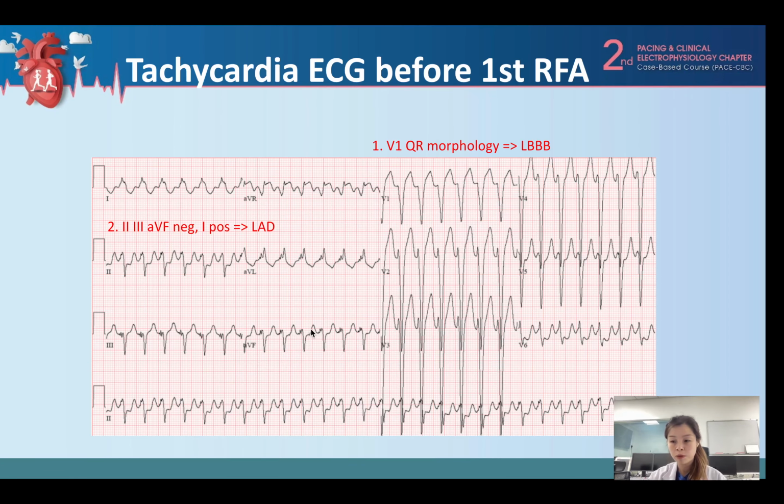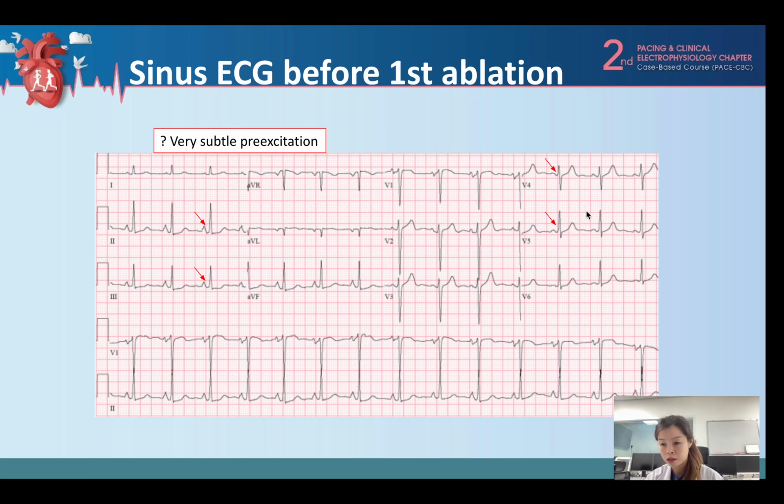This is the ECG before the first ablation. This ECG showed a wide complex tachycardia with LBBB morphology and left axis deviation. This is the sinus ECG before the first ablation. In this ECG, it showed a relatively short PR interval and possibly a small delta wave, especially over the inferior leads. Otherwise, there was no underlying LBBB or left axis deviation.